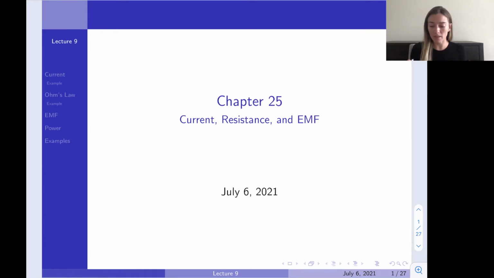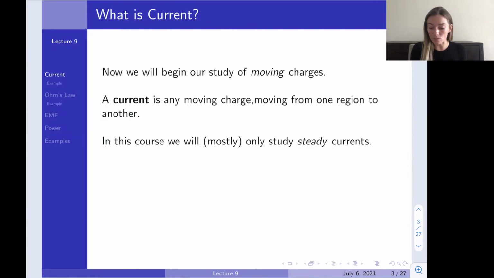So today we're going to be doing current, resistance, and EMF. So we're starting our unit on circuits. Now, obviously, I don't have to tell you guys that circuits and electricity make up everything in the world. So we're going to just talk about a couple of examples that I think are the most interesting that maybe you haven't heard of before.